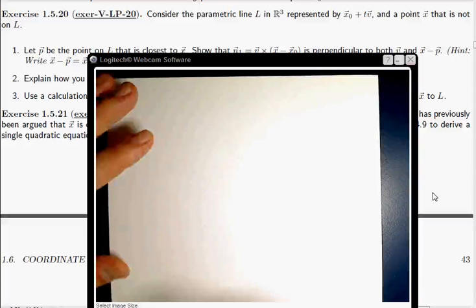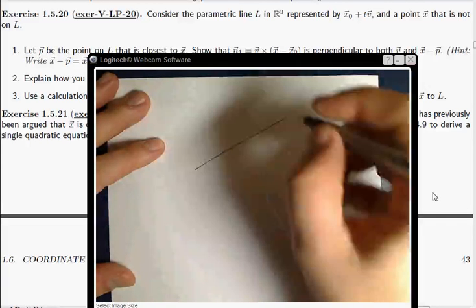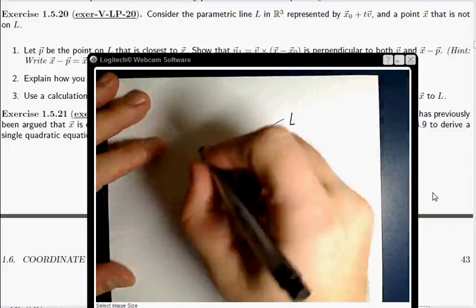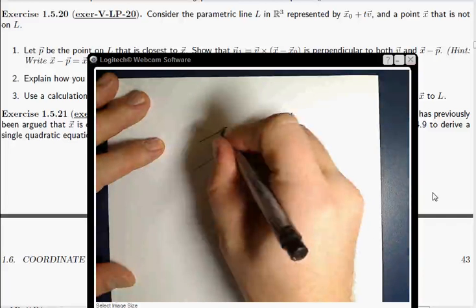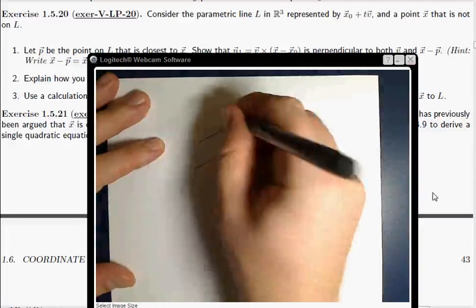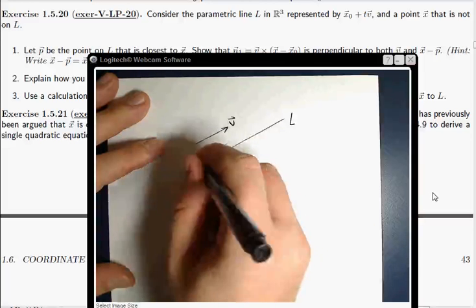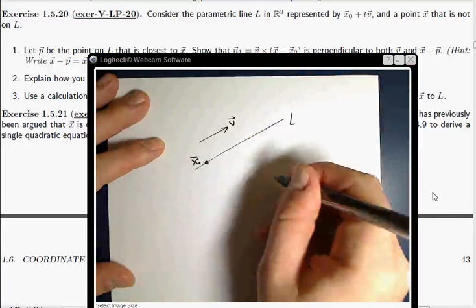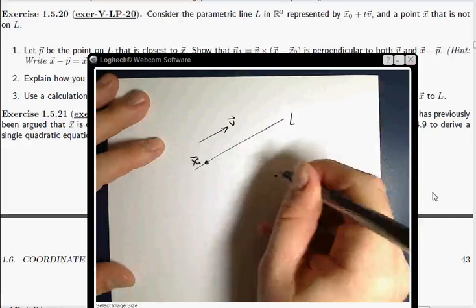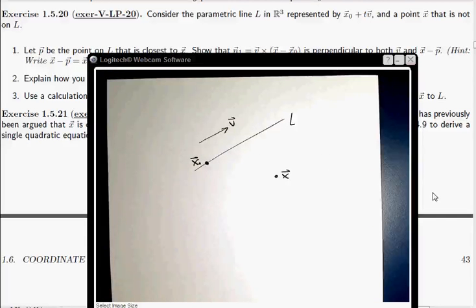It's getting complicated here. So here's L, and we've got this vector V parallel, and we've got this point X naught that's on the line, and then we've got some other point over here, X, that's not on the line. Now let me scroll down here just a touch.